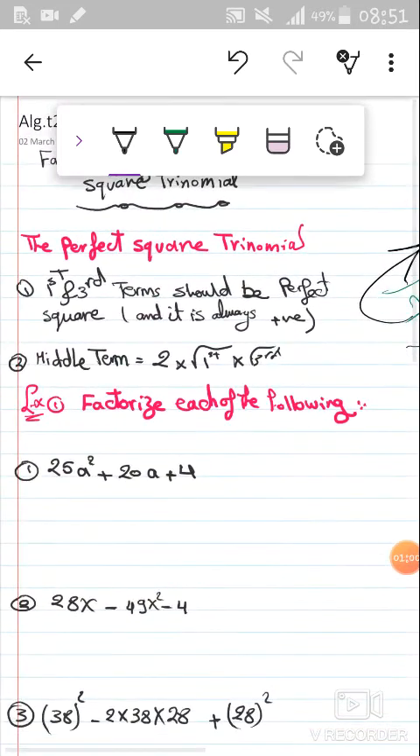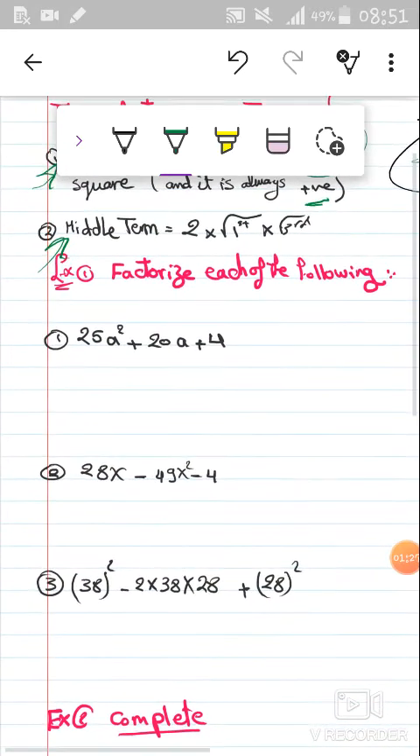Okay, to know the perfect square trinomial, we have two conditions. The first one is that the first and the third term should be perfect. And what is the meaning of perfect? It means they are positive and have a square root. The second condition is that the middle term is equal to 2 times the square root of the first and the square root of the third.